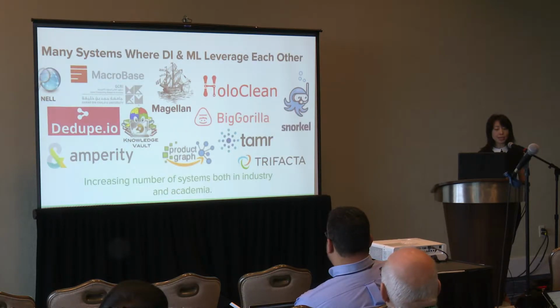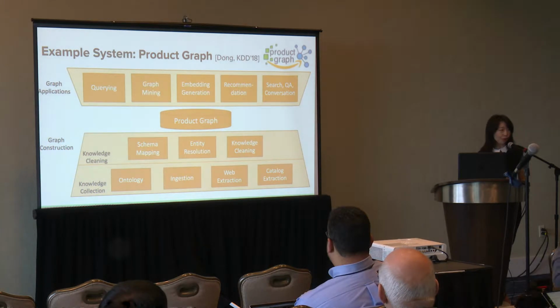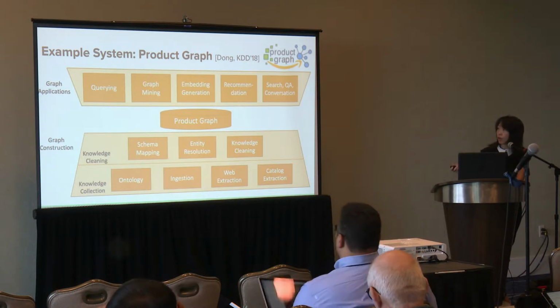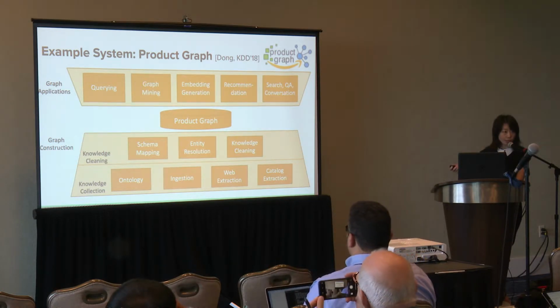So there are many, many systems where data integration and machine learning are leveraging each other. And here, because of the time, let me shamelessly plug one system. This is a product graph project that we are building at Amazon. And we can see that the goal is to build a product knowledge graph.